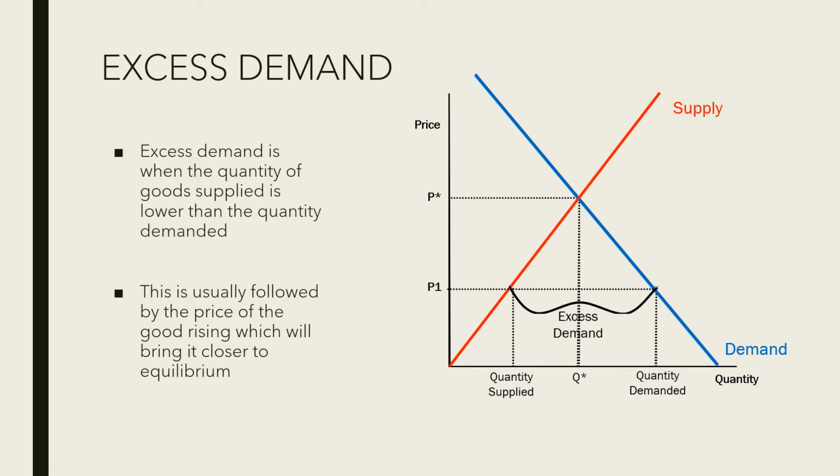As we can see on this graph, this is the quantity supplied and this is the quantity demanded. We clearly see that the quantity supplied is much less than the quantity demanded, meaning that there is an excess demand in this market.